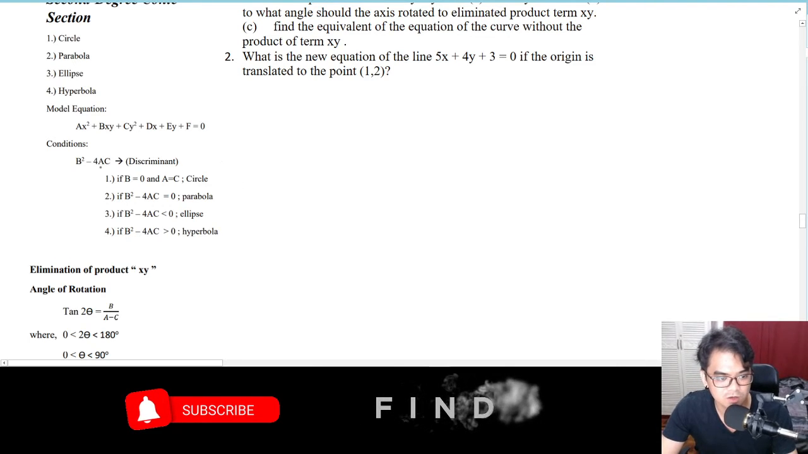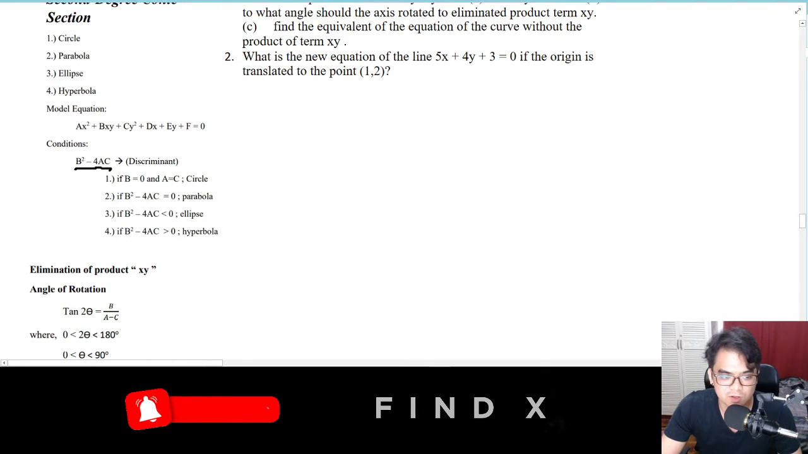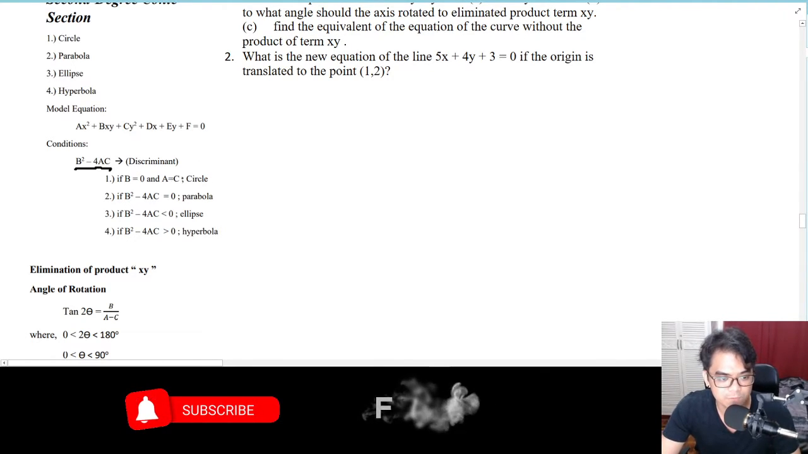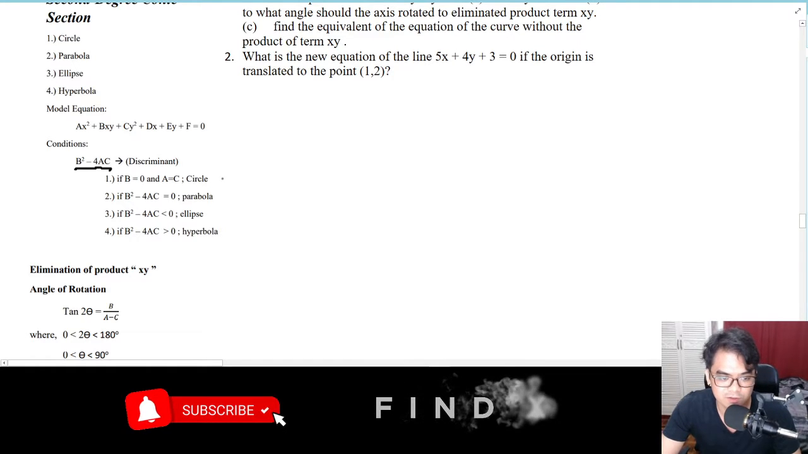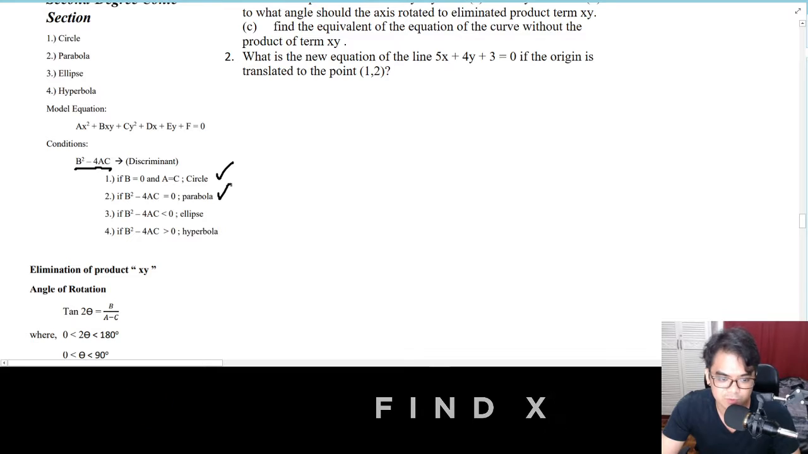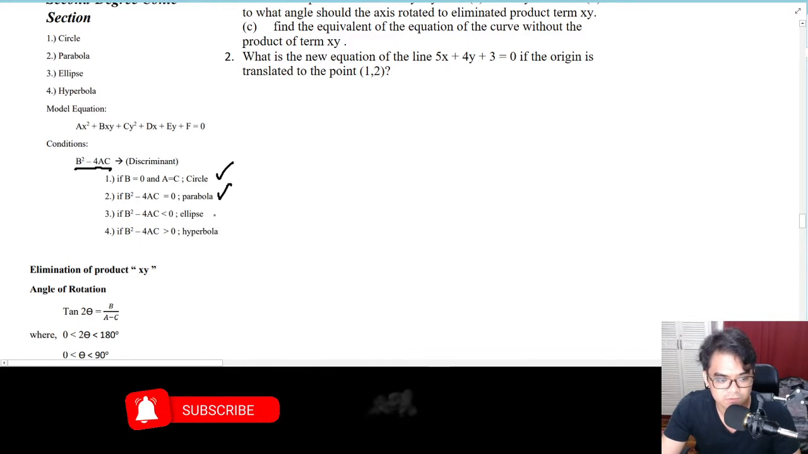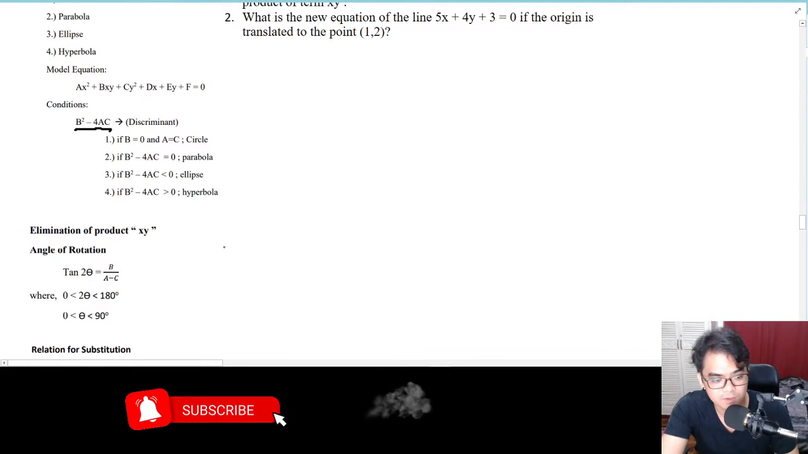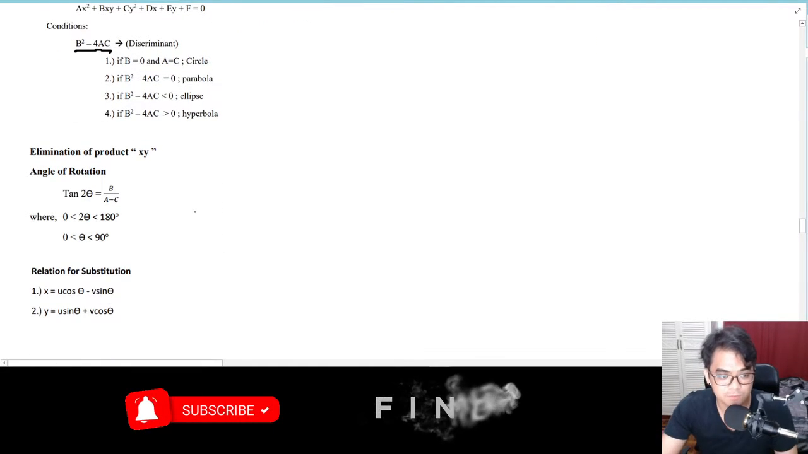The conditions are, you will have a test of b squared minus 4ac, that is called the discriminant. For number 1, if b is equal to 0 and a is equal to c, that will be a circle. If the discriminant is equal to 0, it will be a parabola. If the discriminant is less than 0, ellipse, and hyperbola if it's greater than 0.